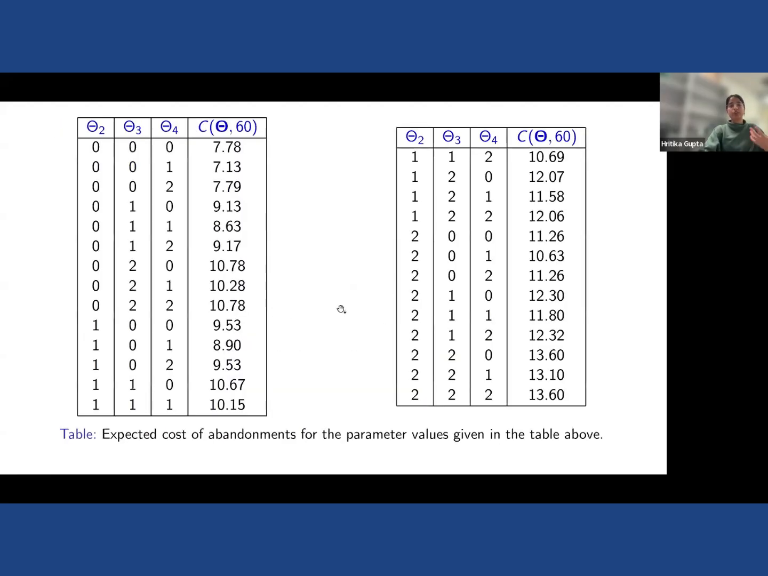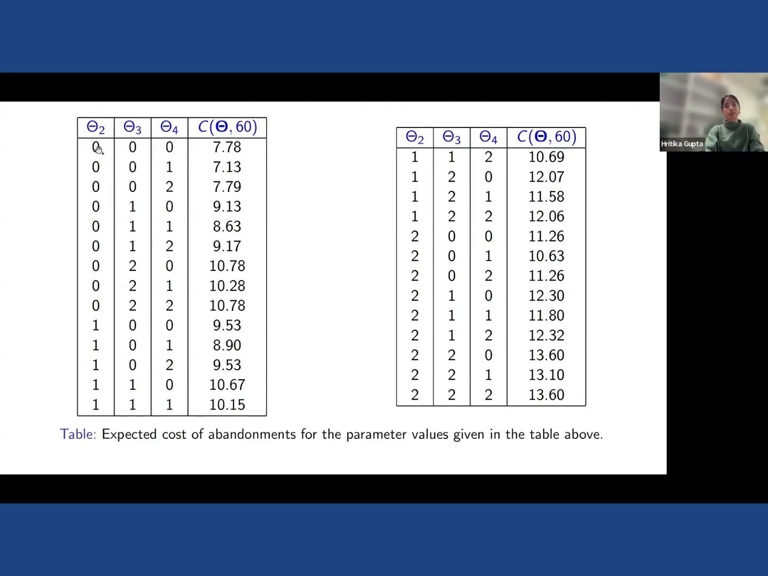And this is the kind of output that we get using the method above. Here, each row represents a reservation policy. Theta 2 is the number of agents we reserve at level 2 to exclusively serve level 2 customers. Theta 3 is the number of agents we reserve at level 3 to exclusively serve level 3 customers. And similarly, theta 4. And C theta, 60 refers to the cost of abandonment for this particular reservation policy in the next 60 time units.